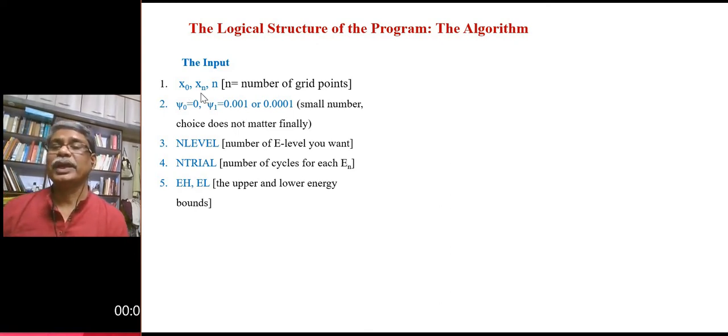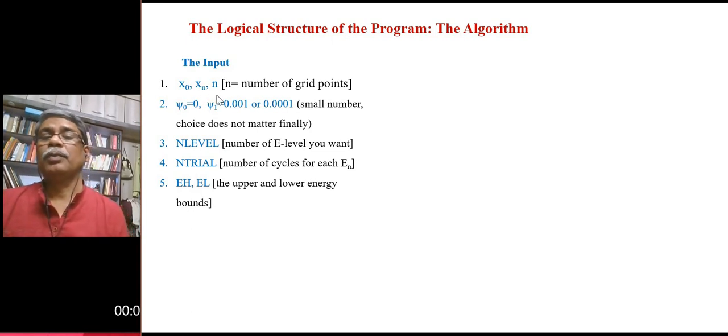That means you are choosing the grid, and you have to fix how many points you have to frame the psi at different points. So n is the number of grid points, and then you need the initial psi 0, as I have logically explained that it has to be 0, and psi 1 has to be a small number like 0.001 or 0.0001. And it has to be small, but really, as I have explained, the choice doesn't matter.